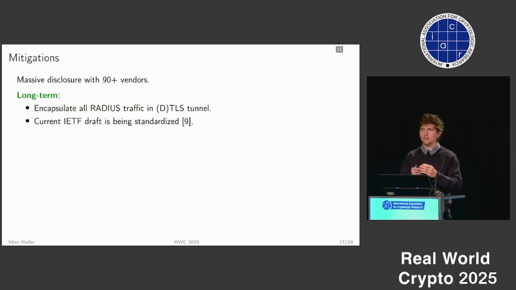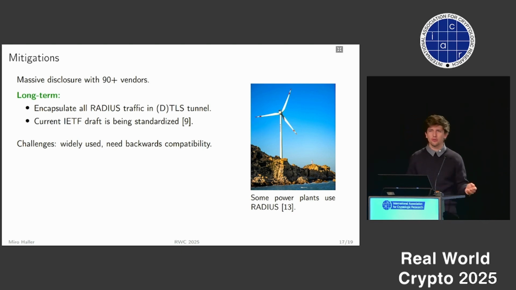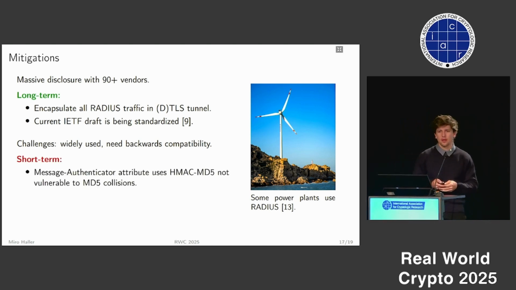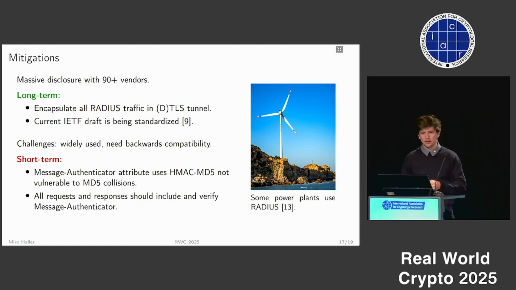One of the reasons is that RADIUS is used very broadly. For example, one of the use cases is even remote access to windmills and power plant controllers. Some of these implementations are really hard to upgrade, which makes backwards compatibility a major constraint. So in the short term, in discussions with vendors, we suggest using the Message-Authenticator attribute that I discussed before, because that's already supported in the standard. However, this only works if you use this attribute to authenticate all requests and responses.